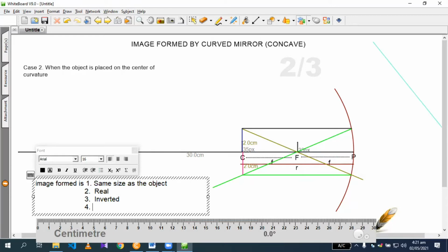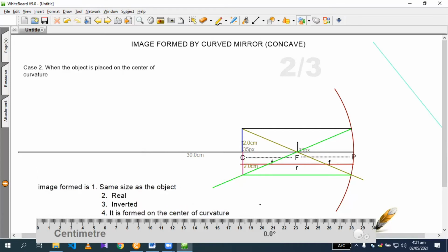The position. Yes, it is formed naturally. It should be completely on the what? On the curvature, on the center of curvature. So which means the object will be on the same position as the image, but now the image will be inverted on the center of curvature, on the center of curvature.